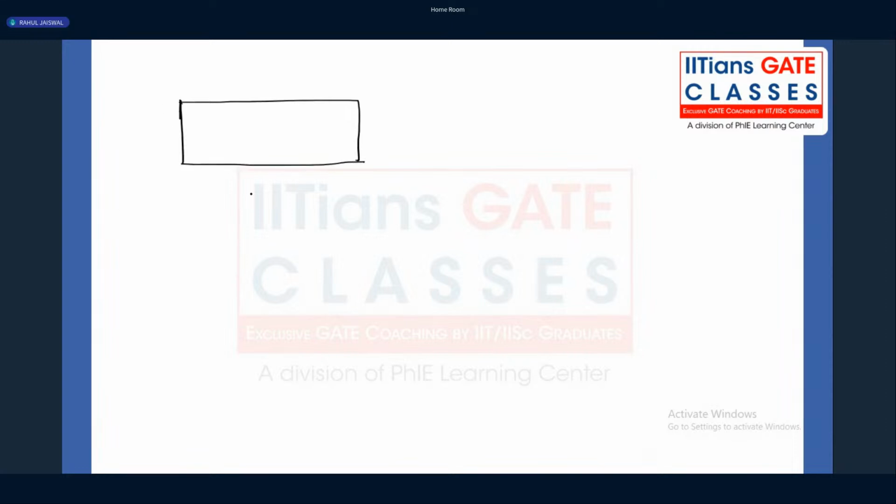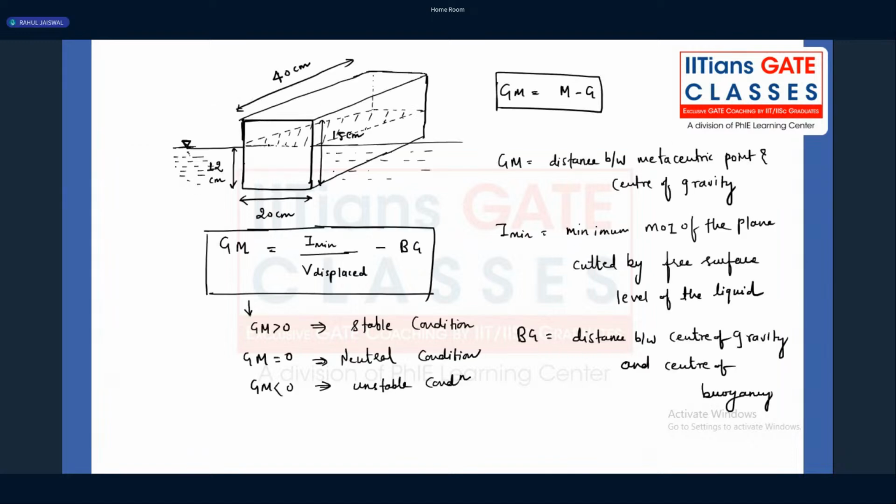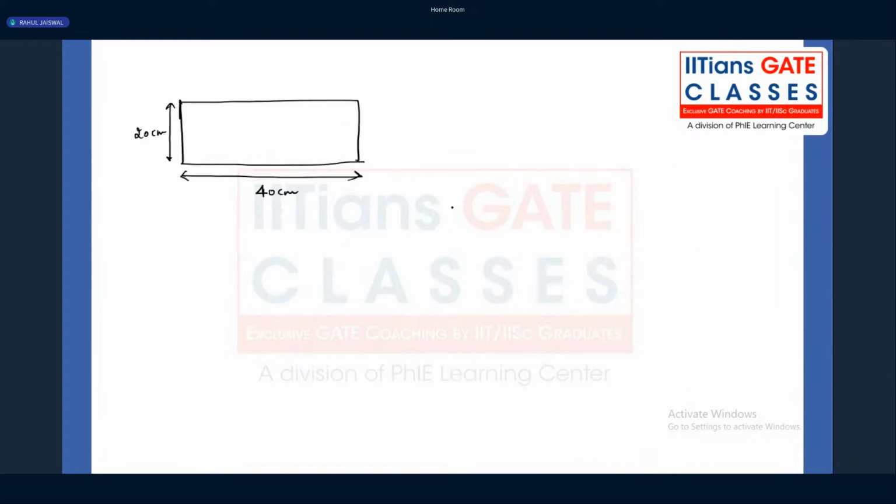Now, if you see the rectangle, what is the width of the rectangle? 20 centimeter. Width of the rectangle is 20 centimeter. Now, what is the length of the rectangle? 40 centimeter. You can see very clearly what is the width and what we call depth. You call 40 centimeter, right?